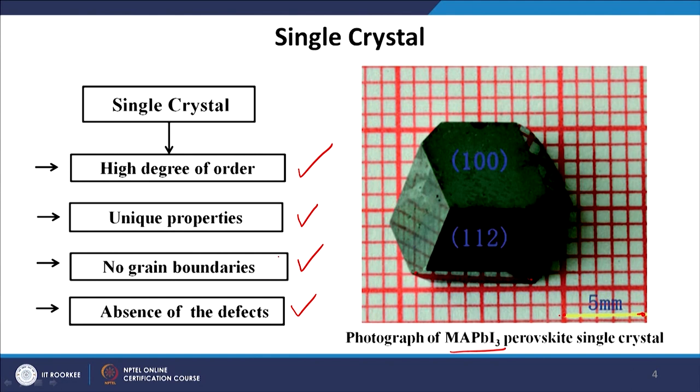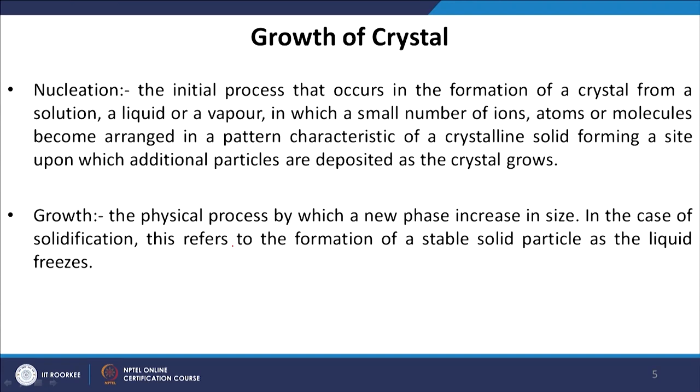If there are no grain boundaries, since perovskite has free charge carrier dynamics, the charge carriers can easily be collected. So it can give a high efficiency as well as unique properties. Like all other crystal growth, perovskite single crystal growth also follows two steps. One is nucleation, another is growth. We will discuss the two different phases.